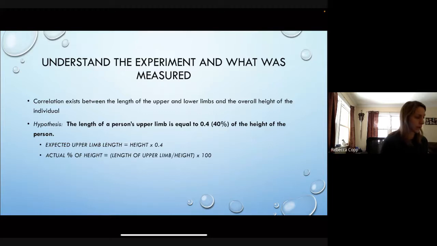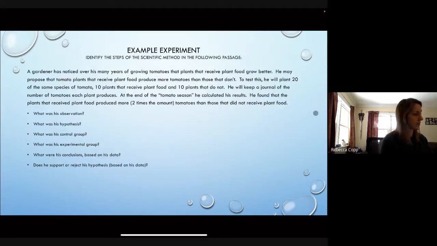They might give you a question on this. Again, they might ask you what is the hypothesis, and you would say that the person's upper limb is equal to 40% of the height. They might ask you what unit of measurement you used. So this is an example experiment. I will give you a second to go ahead and read that, and then we're just going to pick out the pieces of the scientific method.